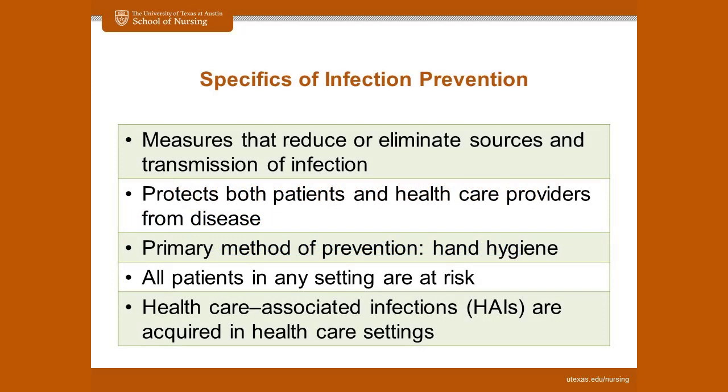The next safety guideline involves understanding the chain of transmission of infection in the healthcare setting. Infection prevention involves measures to reduce or eliminate sources and transmission of infection, protecting patients and healthcare providers from disease. Hand hygiene practices are major principles of infection control and are essential to safe patient care. Patients in all healthcare settings are at risk of becoming colonized or infected as a result of an impaired immune response, exposure to increased numbers of pathogenic organisms, and performance of invasive procedures.